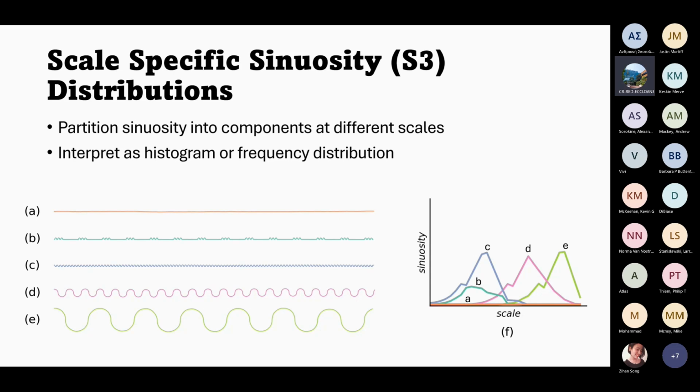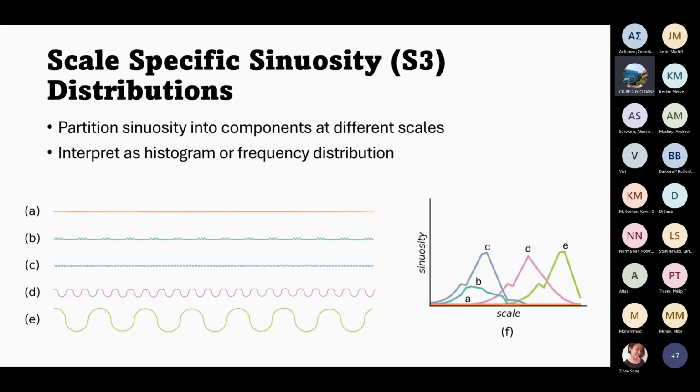And then the second half of this, going from C to D to E, the lines themselves go from small meanders to medium-sized meanders to large meanders. So if you measure sinuosity in the traditional way, length over end-to-end straight line distance, they're going to have exactly the same sinuosity value, so the same overall degree of sinuosity.